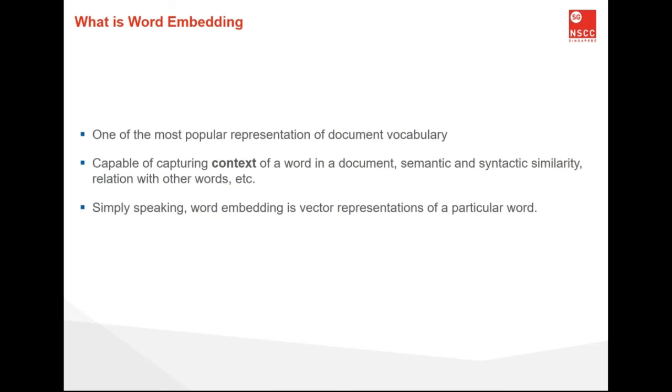Word and phrase embeddings, when used as the underlying input representation, have been shown to boost the performance in NLP tasks such as syntactic parsing and sentiment analysis. So, in simple language, word embeddings are vector representations of a particular word. Having said that, what follows is how do we generate them? More importantly, how do they capture the context?